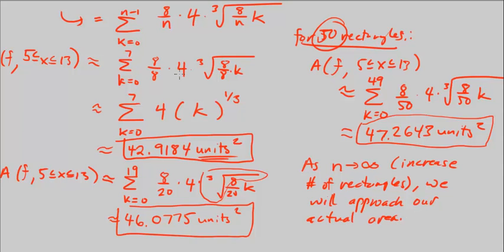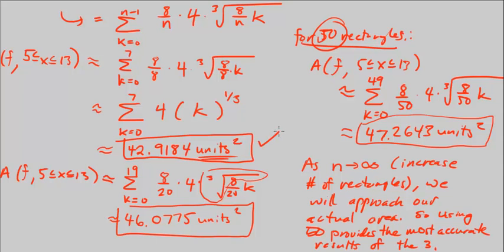So which one has the biggest number of rectangles? So using 50 provides the most accurate results of the three. Of the three results we have, 42, 46, and 47.2643 units squared. Alright, so that ends CPM Calculus Chapter 3, number 186.